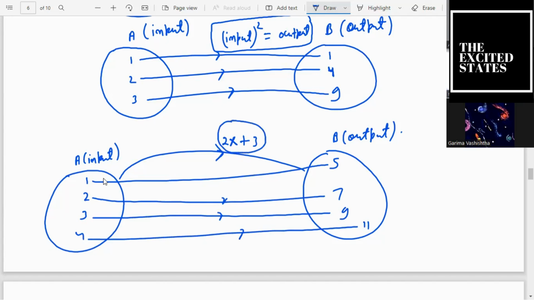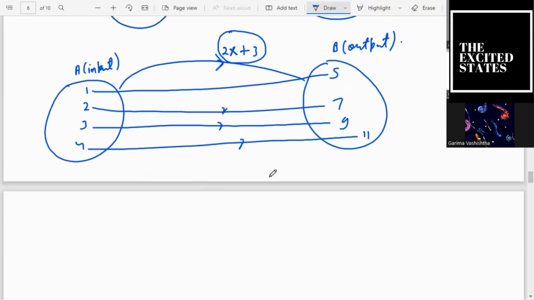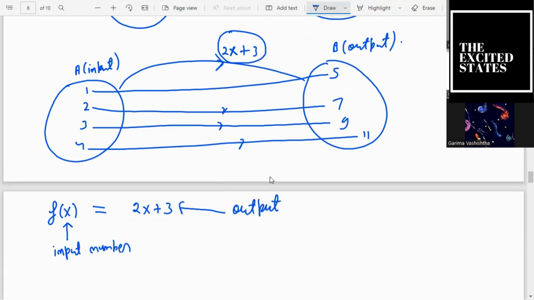This is the definition of a function: you give some number as an input and you receive an output. So how can we express this relationship? We can express this relationship as a function of x. Function of x means function of an input number will give you output, and the output is 2x plus 3. So this is simply called a function.